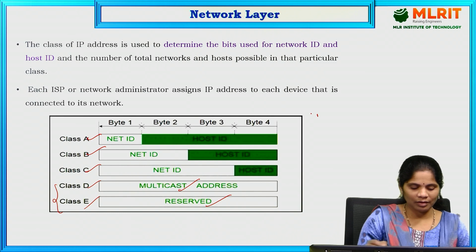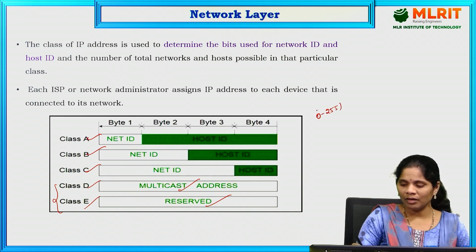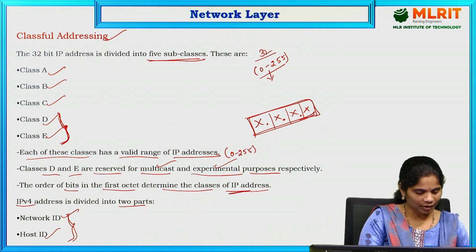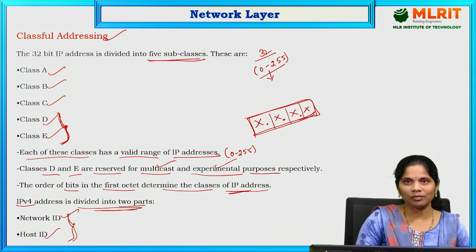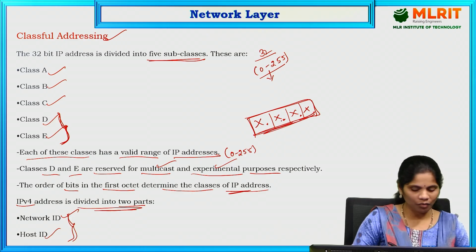Already we said there are 5 classes in total. These 0 to 255 again have a network ID and host ID. Net ID and host ID, both are there. It means the IPv4 address is divided into 2 parts. This address is divided into 2 parts. But how do we have to divide these two parts?